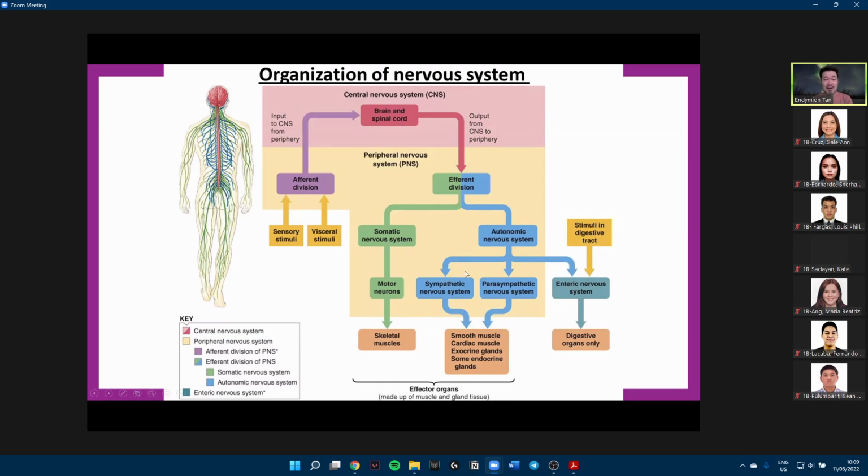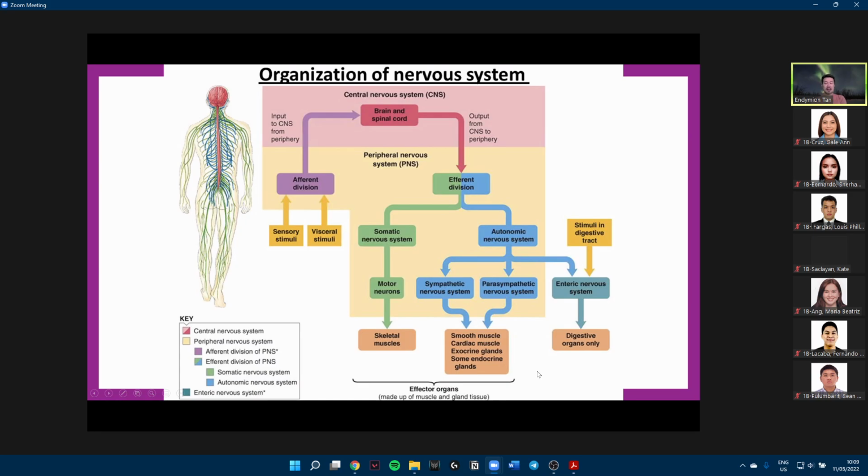Both of them, we have already learned in your physiology A. The somatic nervous system is a one neuron pathway, meaning to say there is a center, a neuron, and the effector organ. For the somatic nervous system, the effector organ would be your skeletal muscles. The autonomic nervous system is a two neuron pathway. You have your center, preganglionic fiber, ganglion, postganglionic fiber, and the effector organ, a two neuron pathway.